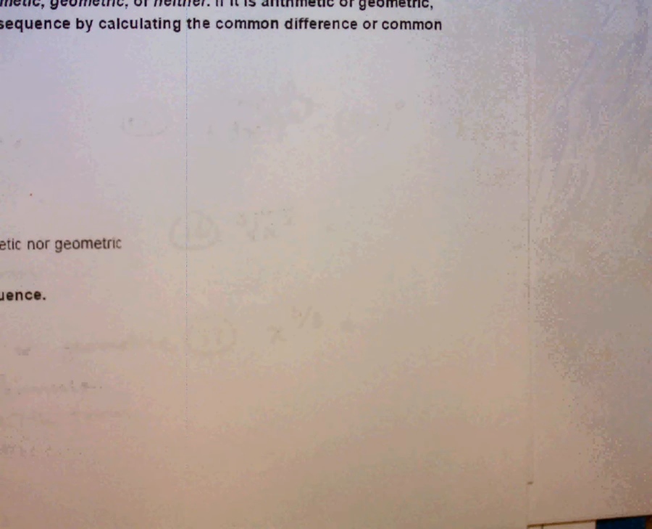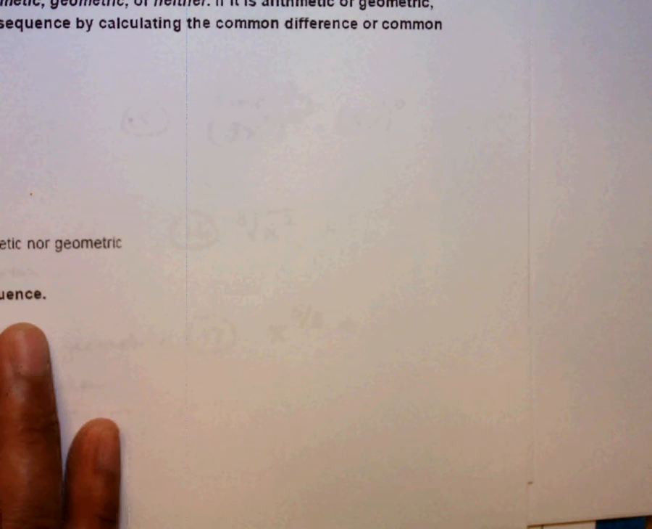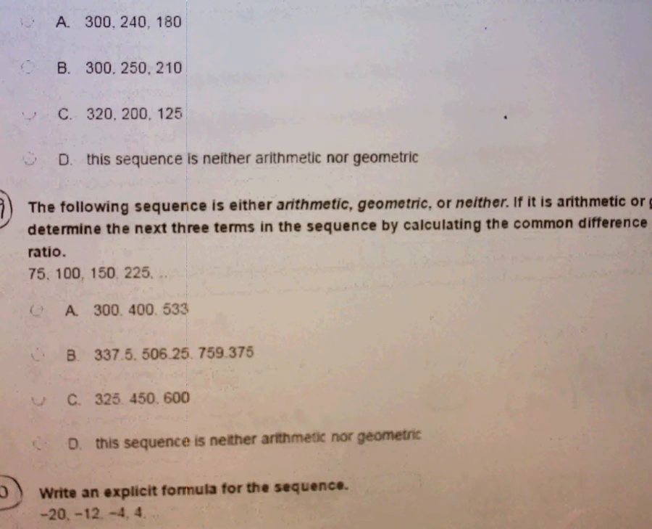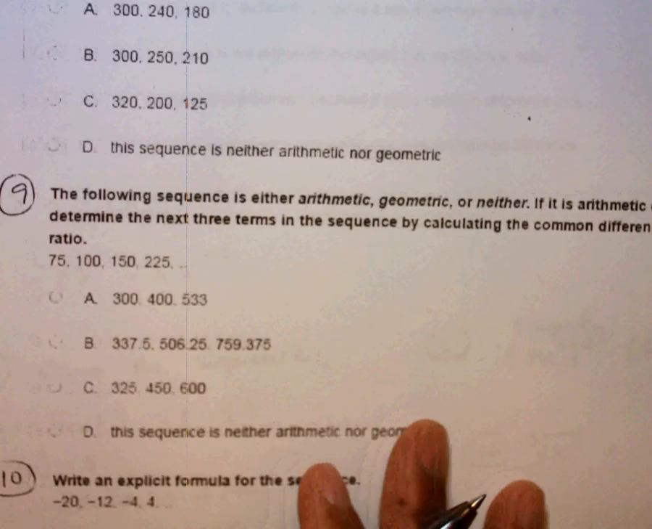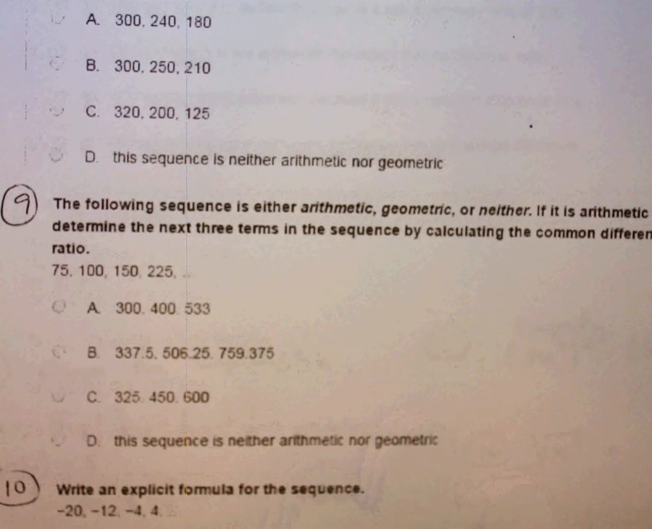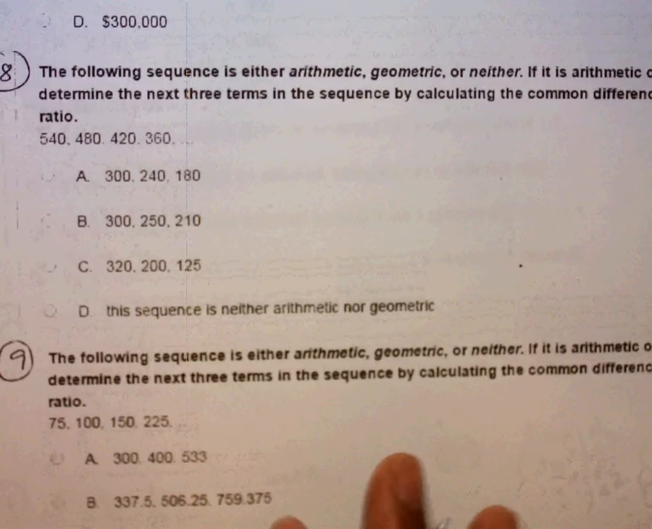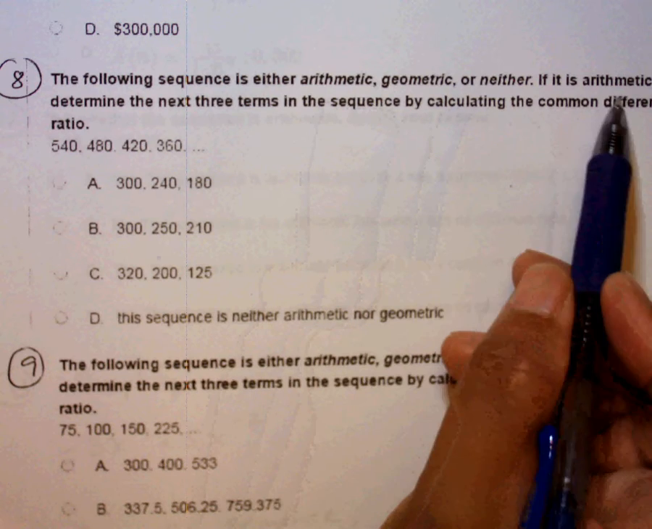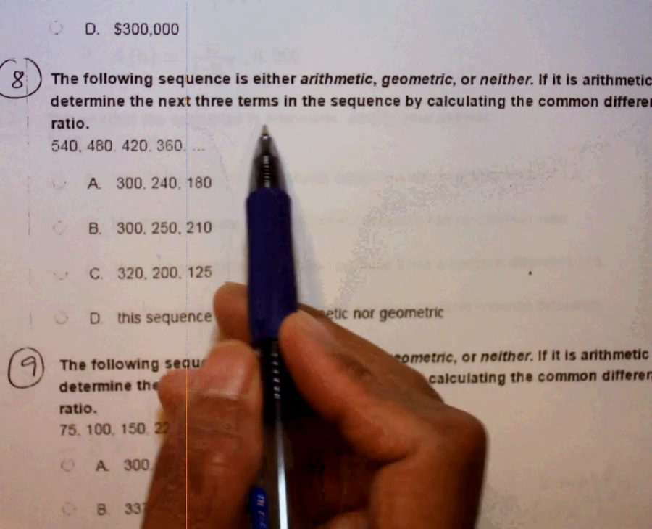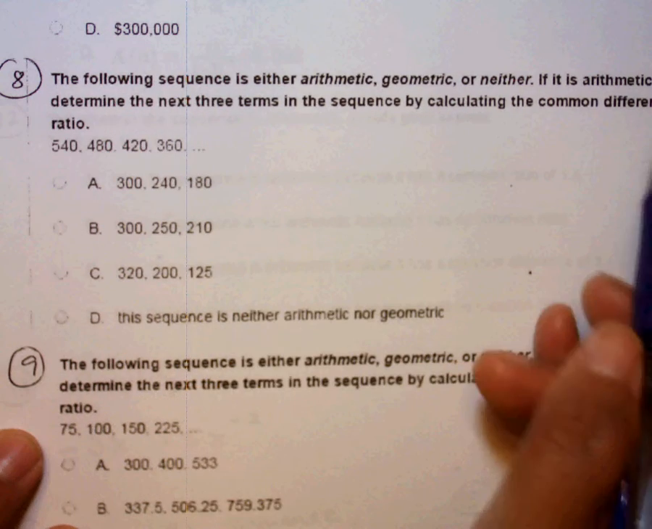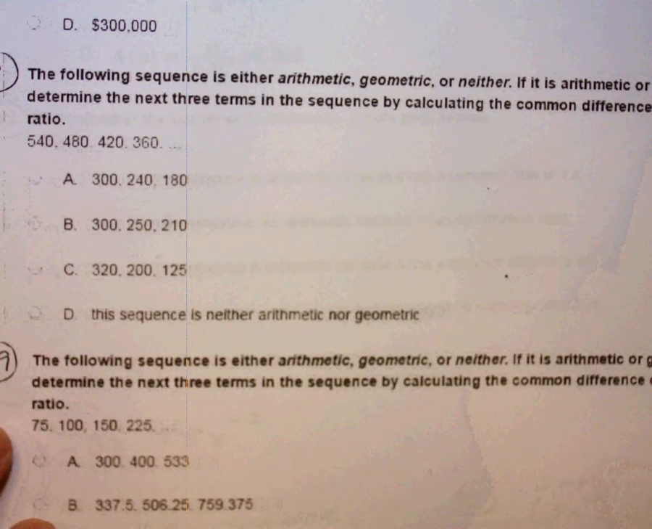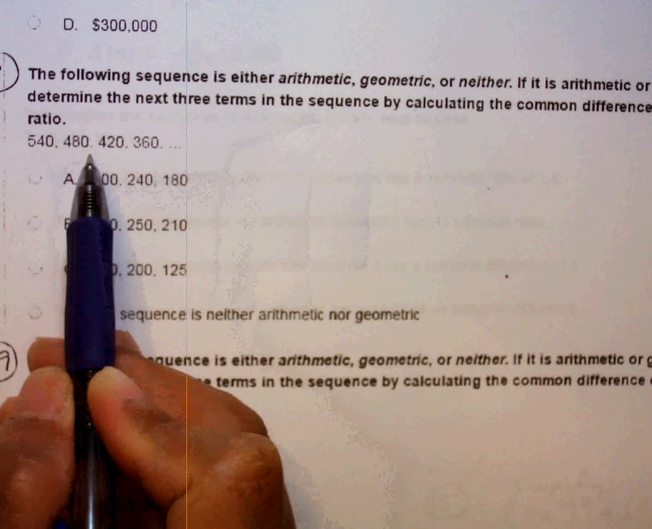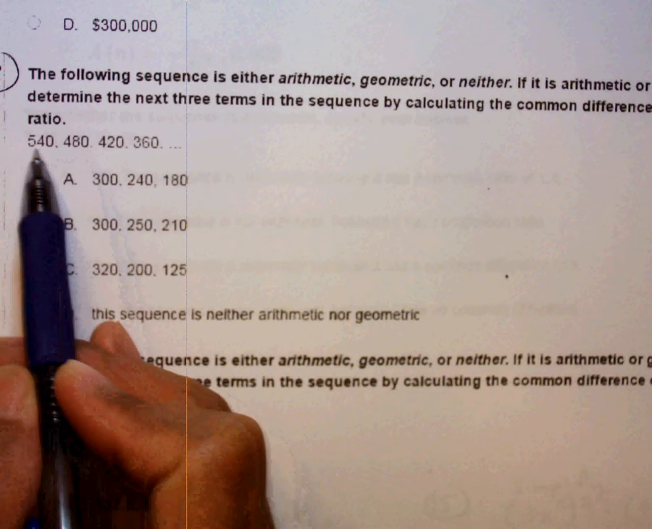Okay, let's go over to number 8. The following sequence is arithmetic, geometric, or neither. If it's arithmetic or geometric, determine the next 3 terms in the sequence by calculating the common difference or the common ratio. Well, I want to see what I can multiply 540 by to give me 480.